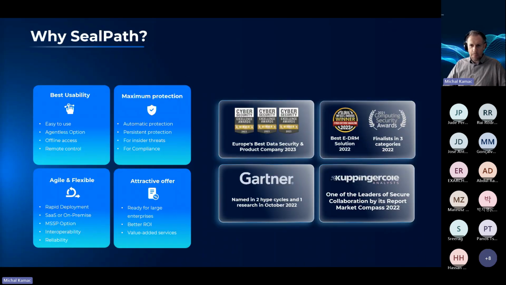Just to wrap up, bring to your memory that SealPath has one, if not the best, usability. We are capable of working agentless, have offline access possibilities, etc. We have maximum protection for highly regulated sectors, very agile operation, both on SaaS and on-prem, very quick deployment, and a pretty attractive offer. So that's not just what we say. That's also confirmed by independent authorities and auditors, as you can see here on that slide.